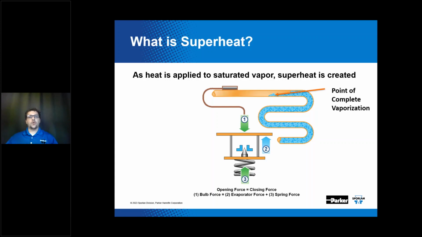All right, so what is superheat? As heat is applied to a saturated vapor, superheat is created. So superheat is the temperature of the refrigerant vapor above its saturation temperature. And the TEV is going to modulate in response to a change in the superheat in order to maintain the superheat at its setting. You probably also noticed on this slide that I'm pointing that it alludes to the three fundamental pressures that are necessary for the TEV to control superheat. So this is just a little bit of a teaser because we're going to discuss those three fundamental pressures in a little bit.